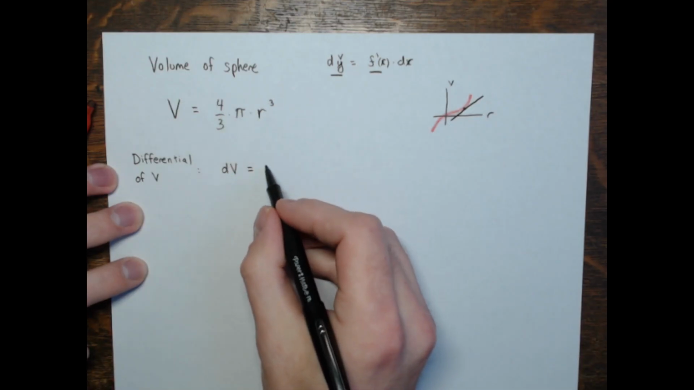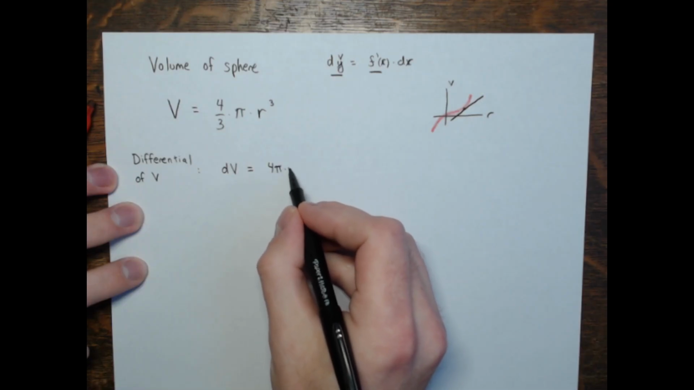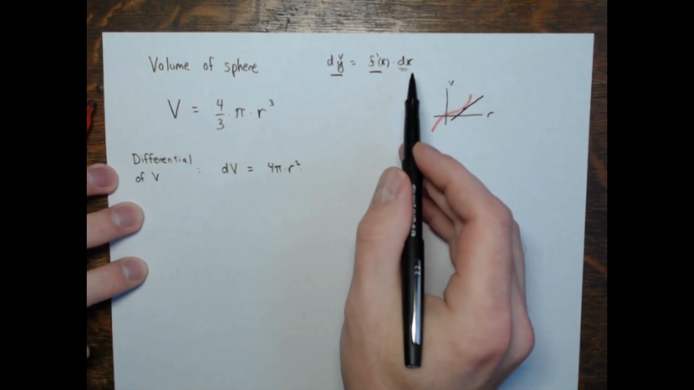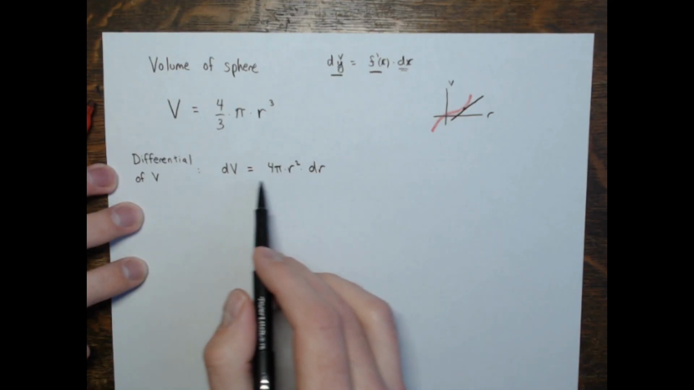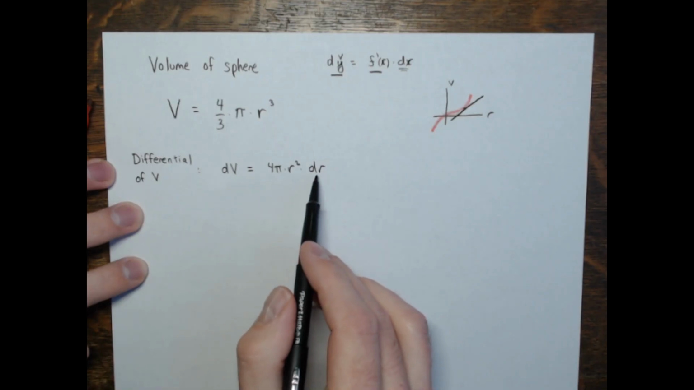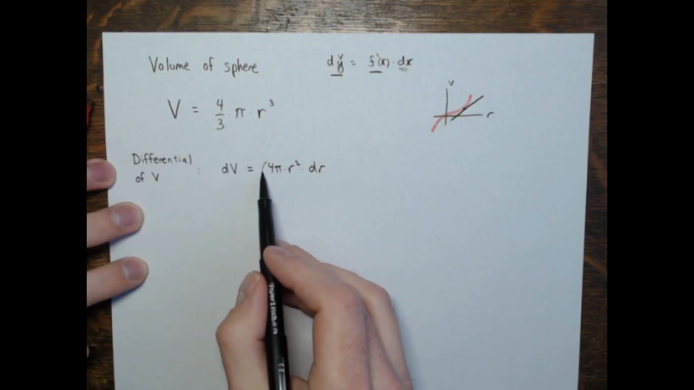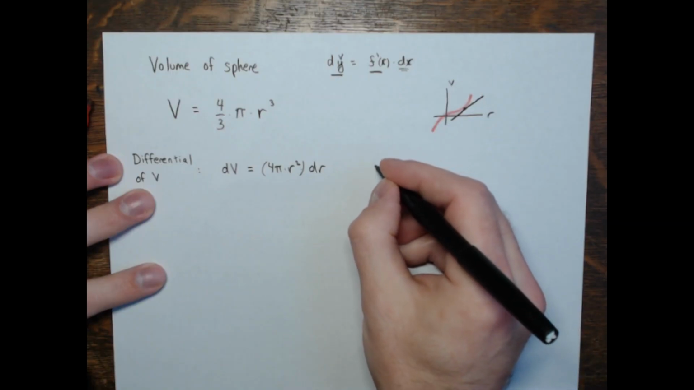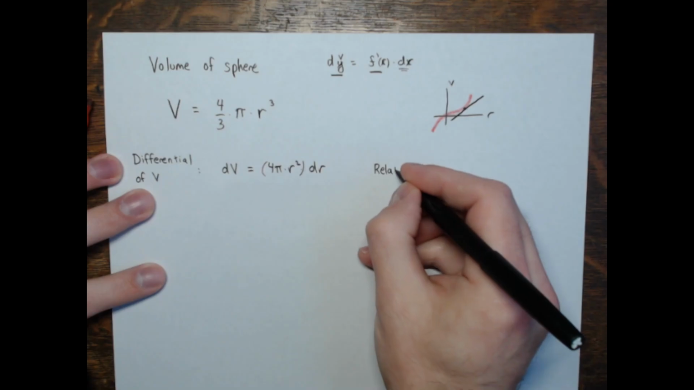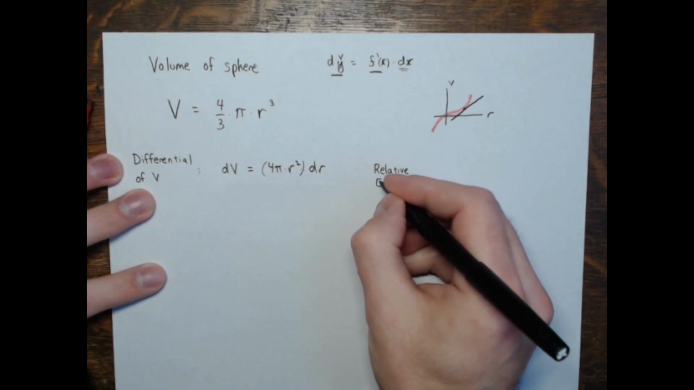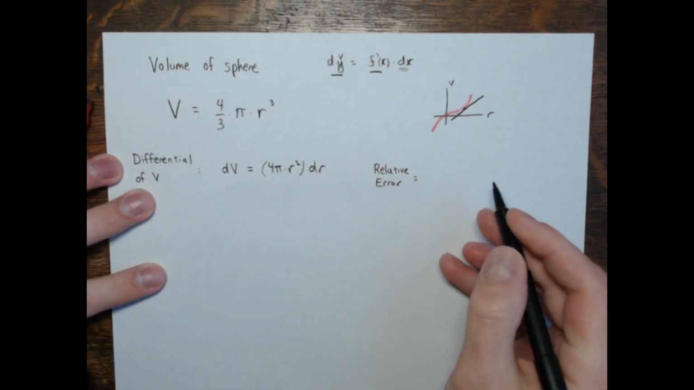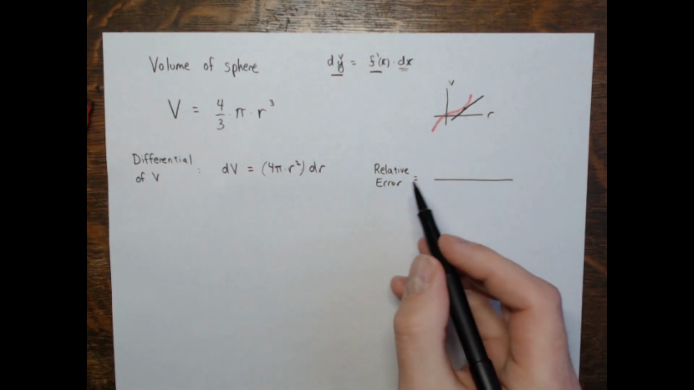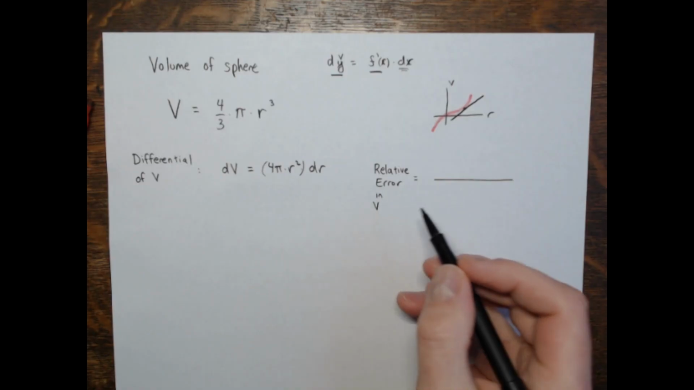So the power rule. So this would be 4 times pi times r squared, and then times the differential of the input, times dr. This is referred to again as the differential of V with respect to r here. All right, so relative error. So what we're taking here is the relative error in volume, right, in V.